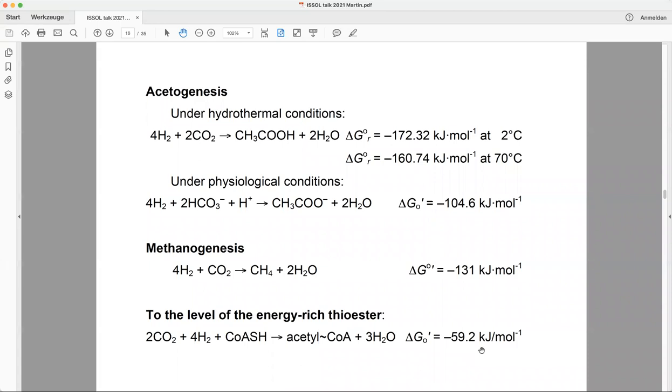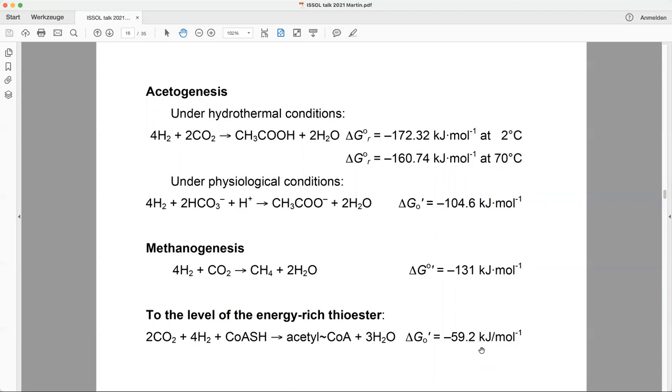All right, so the acetogenic reaction is exergonic, giving rise to acetate from H2 and CO2. Methanogenesis is slightly more exergonic because the product is more reduced, a gas, and even to the level of the energy-rich thioester, the reaction is exergonic. So that's a good source of energy.